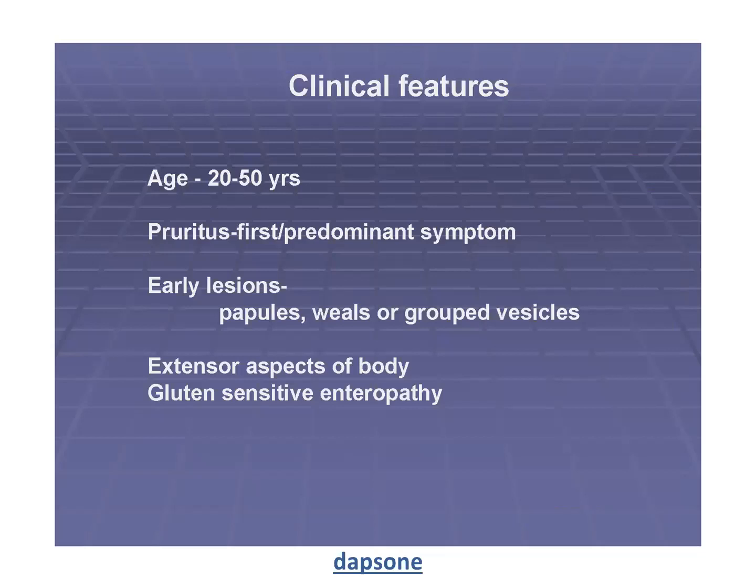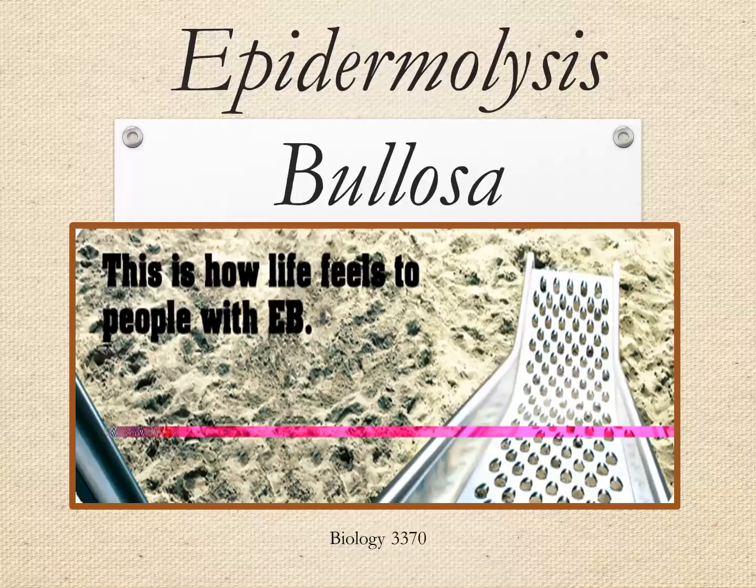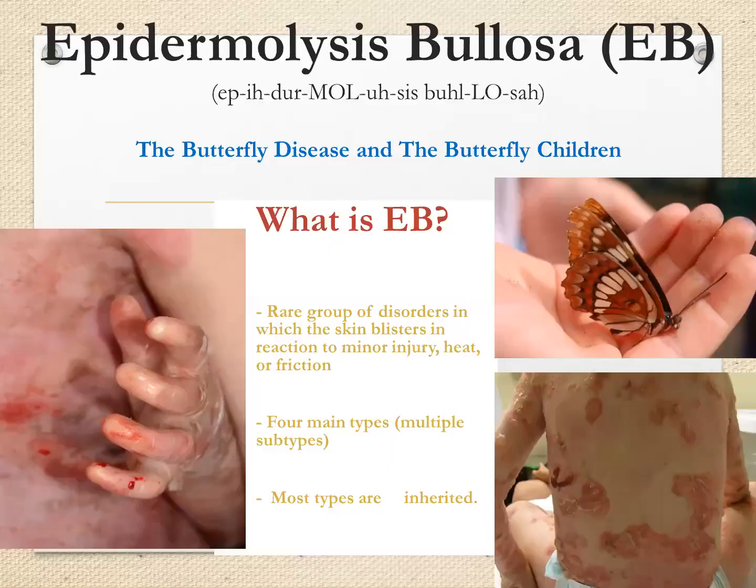Extensive aspects of the body, gluten-sensitive enteropathy may be present. Then epidermolysis bullosa. This is how a patient feels. This is known as the butterfly disease, and the patients are usually children, known as the butterfly children. Like the butterfly, the skin is very delicate and we can break the wings very easily.